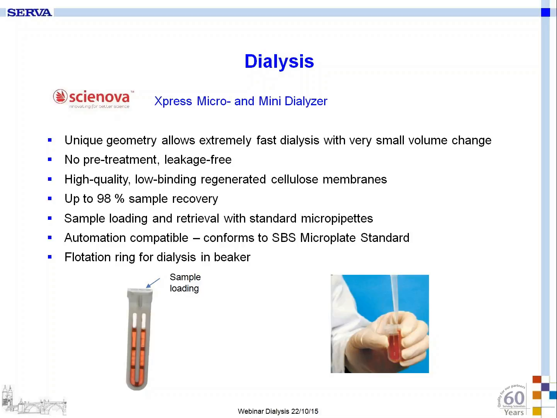You just load the sample through the round opening at the top of the device, which is shown here in the slide. And it's very easy to retrieve it through this round opening again. They are moreover compatible with microtiter plates. So this is the first system for dialysis which can also be used for high throughput applications. But if you want to dialyze in a beaker, or you need bigger buffer volumes for some special applications, you can also use a flotation ring and use the dialysis in a beaker.